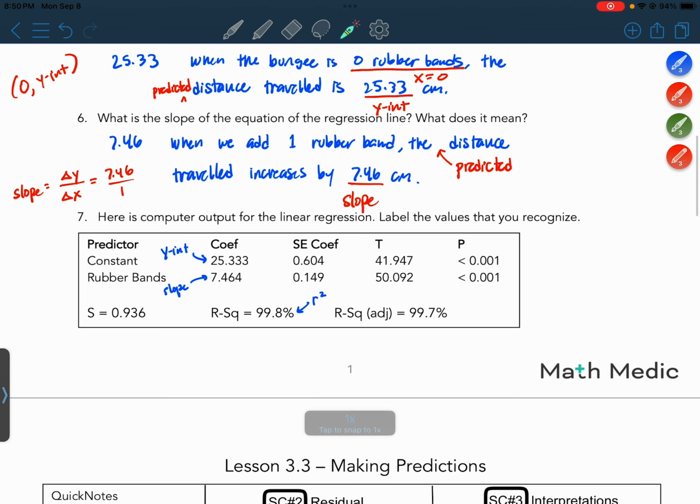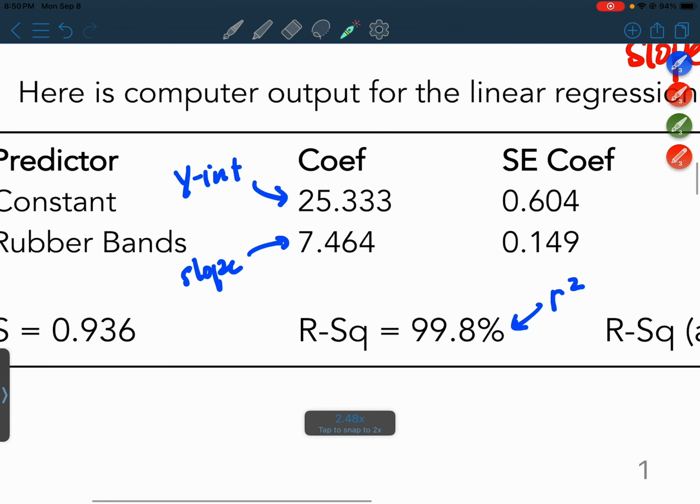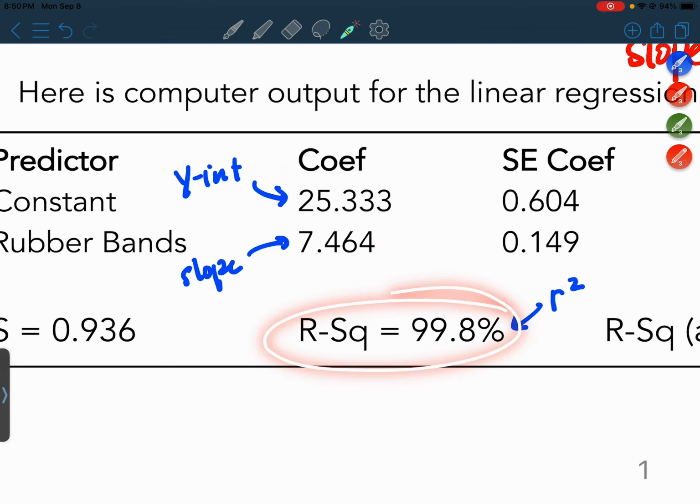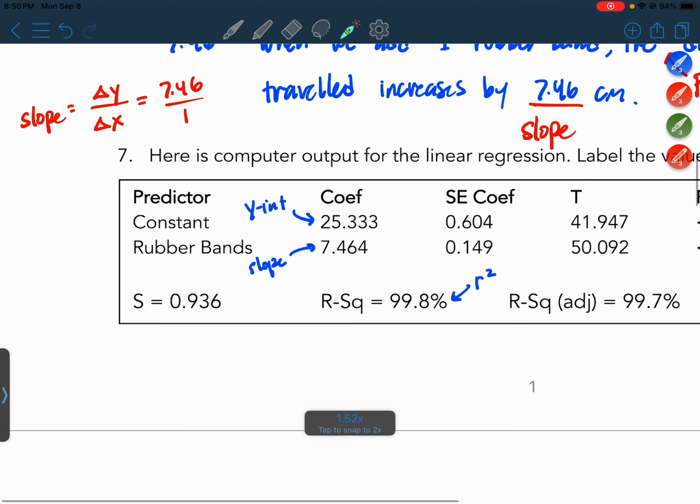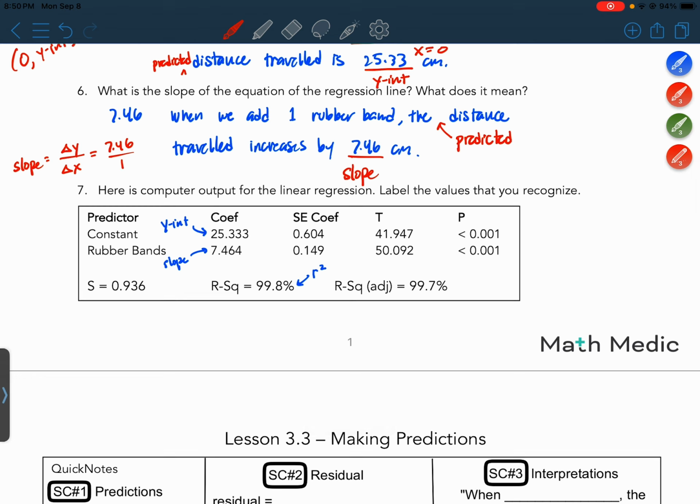All right, the last question shows some computer output. Now there's a lot of numbers here, but really only 3 that you should be able to recognize. The first 2 numbers there, that's the intercept and slope that we've been dealing with in the previous questions. And then you might recognize this, that's the r squared value. It's the correlation raised to the second power. Everything else at this point you can disregard. Don't worry about any of these other numbers. Even the one that says r squared adjusted, not needed.